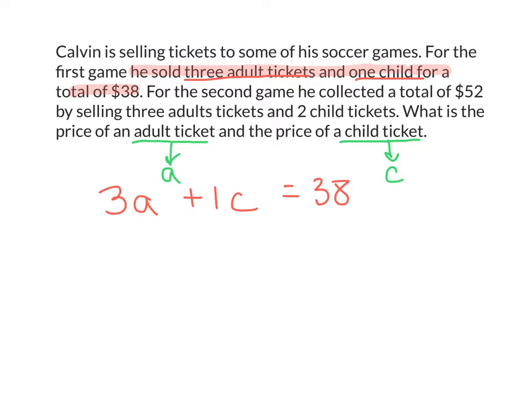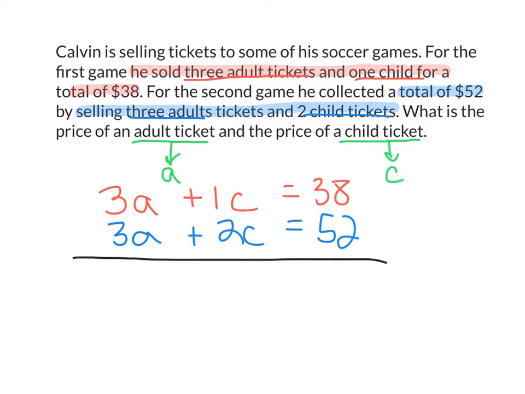If we continue reading, we can get another equation from this next sentence. It says we have a total of $52 by selling 3 adult tickets and 2 child tickets. So if we're writing our equation here, we have 3A plus 2C equals 52. And we have our 2 equations. If we take a look at these equations given to us, it seems that the method of elimination would probably be the route we would want to take.